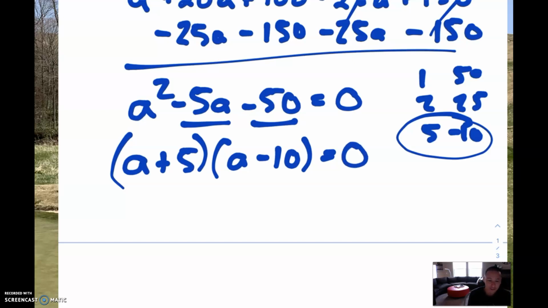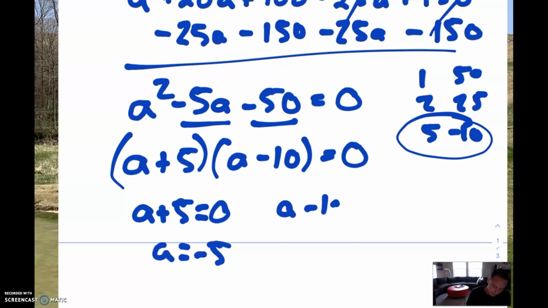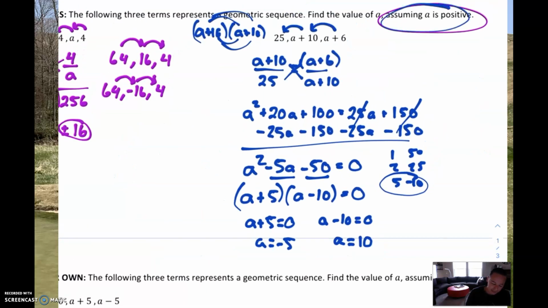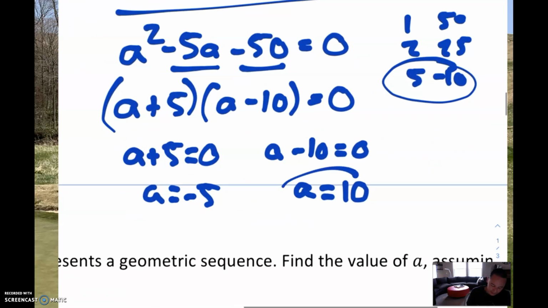Now to solve it, we factored it, but we haven't solved anything yet. We can set each of these parentheses equal to 0. So if we get a plus 5 equals 0, subtract 5 from both sides, we get a equals negative 5. Or we have a minus 10 equals 0. If we add 10 to both sides, we get a equals a positive 10. Now, since it said a is positive, then we know that's going to be the one. A is equal to 10.